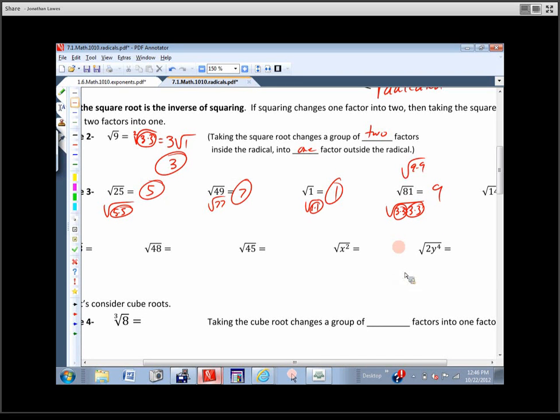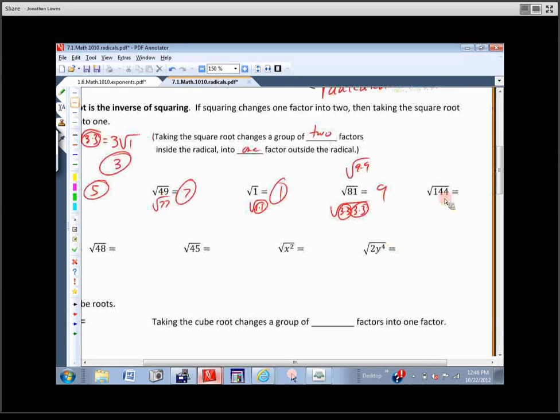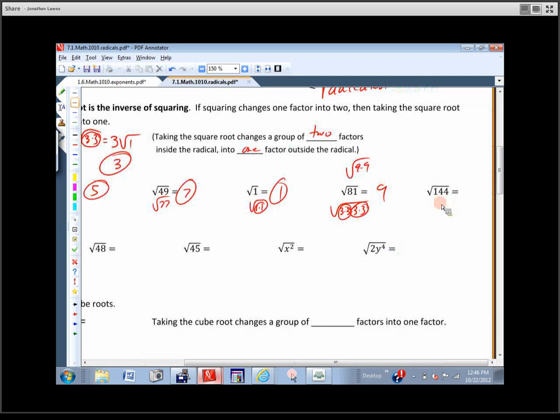Okay, now let me stop right there. Are there any questions? Sure? Okay, so on 144, you could do 2s and 3s and all that sort of stuff, but the easiest way to think of that is 12 times 12, pair of 12s. The answer is a 12 on that one.